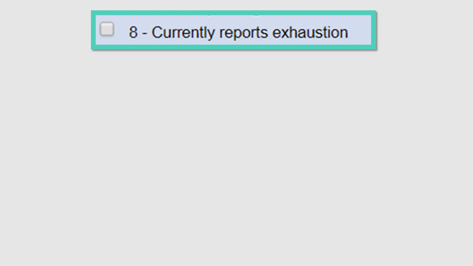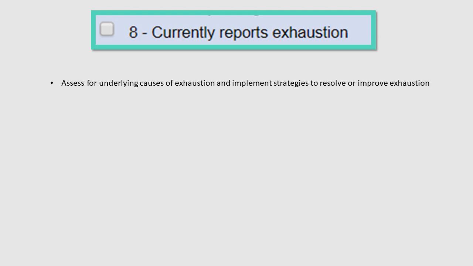Ask patient to describe what routine activities he has been able to resume. These probing questions will assist in an accurate assessment of the item. Appropriate interventions to include on the plan of care might be: assess for underlying causes of exhaustion and implement strategies to resolve or improve exhaustion. Obtain referral for MSW eval.